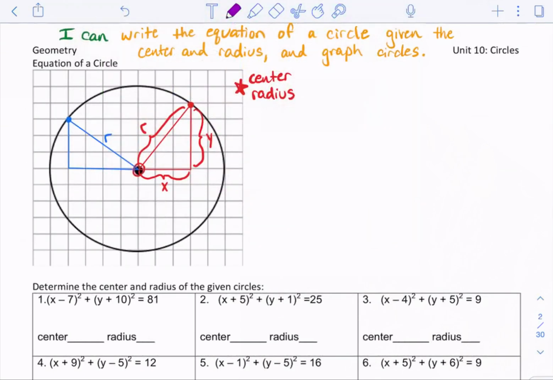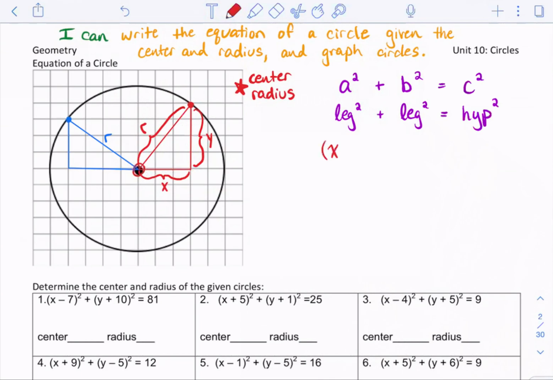Now if you remember the Pythagorean Theorem, some of you remember it like this. Some of you remember it like this. So now I'm going to make it relate to the circle here. So if I take a look, using this right here, I'm going to make one leg the distance or the difference between the x value. So it's going to look similar to the distance formula.